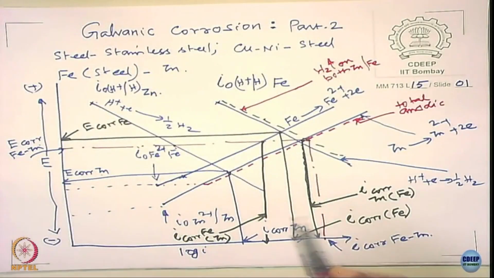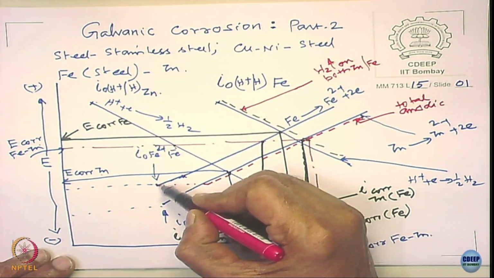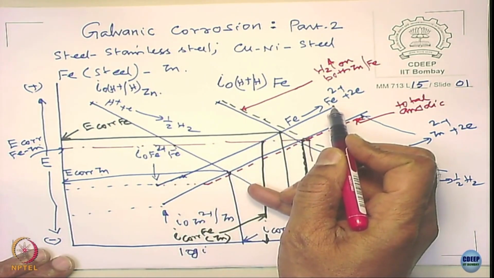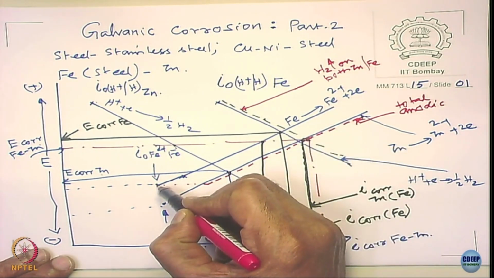How do we get the line corresponding to the total anodic reaction in the given graph? See, the current varies with respect to the potential, right? Let us take this one. This corresponds to ion dissolution. This is the equilibrium potential.